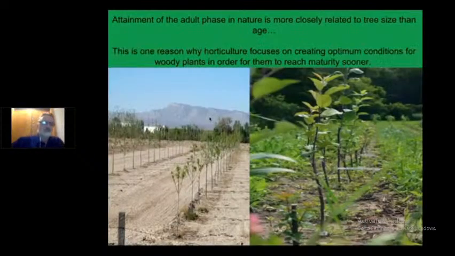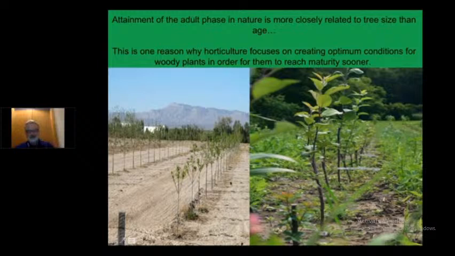And what's interesting is that in trees, woody species, the adult phase, when you start having reproductive organs and start producing seed and fruit and whatnot, is more closely related to the tree size than the age. And that's why horticulture is focused on creating optimum conditions for the plants in order to get them to reach a mature size quicker. Get that tree up to size as fast as you possibly can: total weed control, total irrigation, all the fertilizer it wants, to kick it into adulthood sooner.